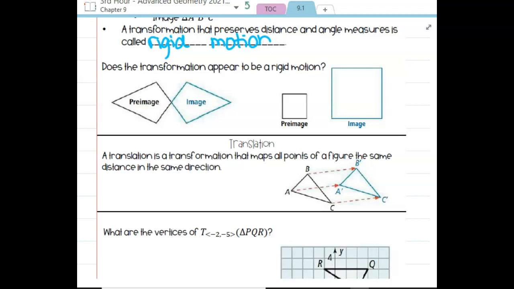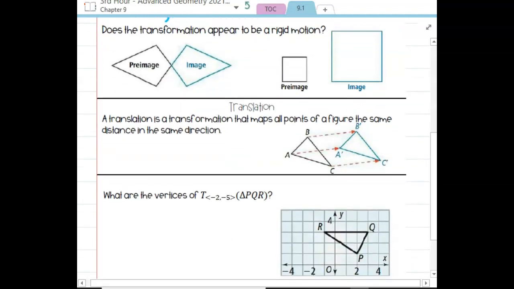Rigid motion. In other words, if a transformation does appear to be a rigid motion transformation, it just means they're the same figure, the same shape, the same size. They didn't get bigger or smaller, they didn't change their shapes. You could cut both of them out, lay them on top of each other, and they'd be the same shape. Okay, that's if it does preserve rigid motion. So one of the things you are going to be doing today is deciding, okay, I have my pre-image and I have my image. Does the transformation appear to be rigid motion?